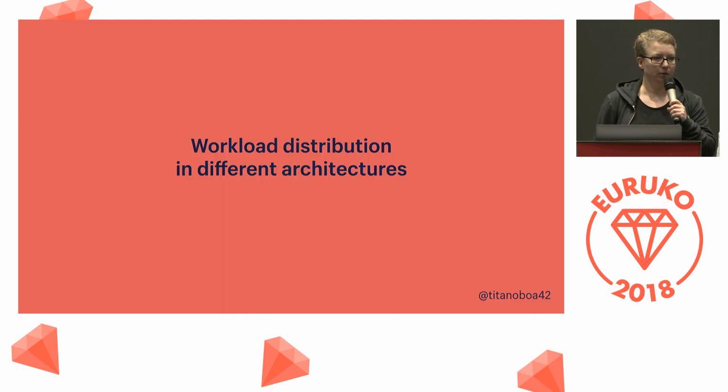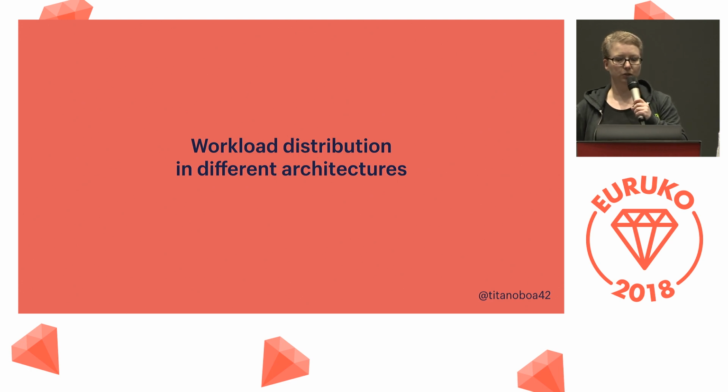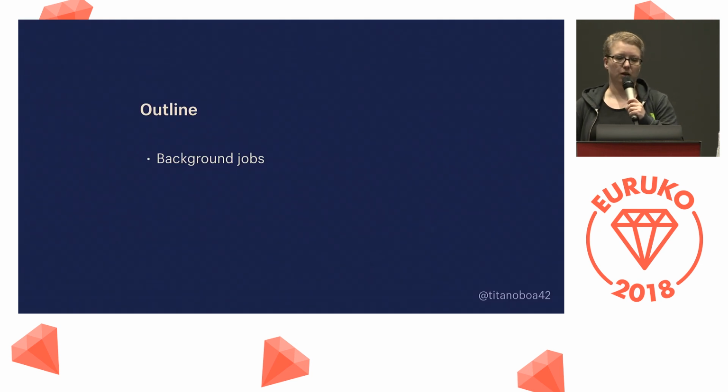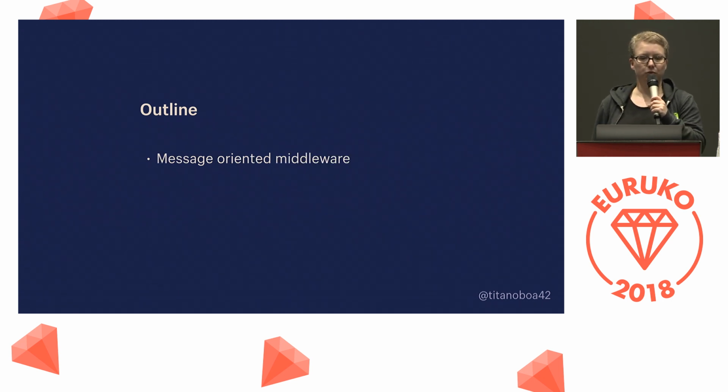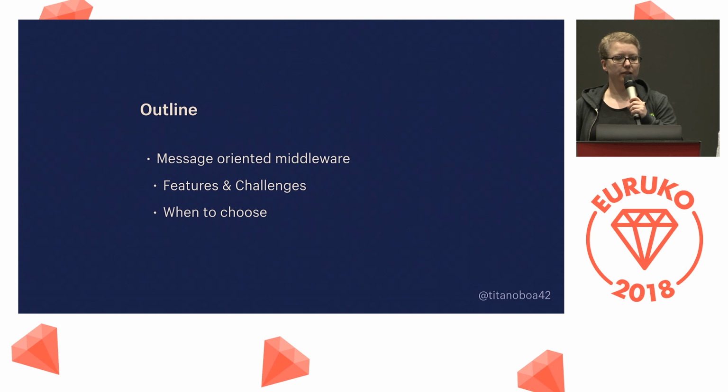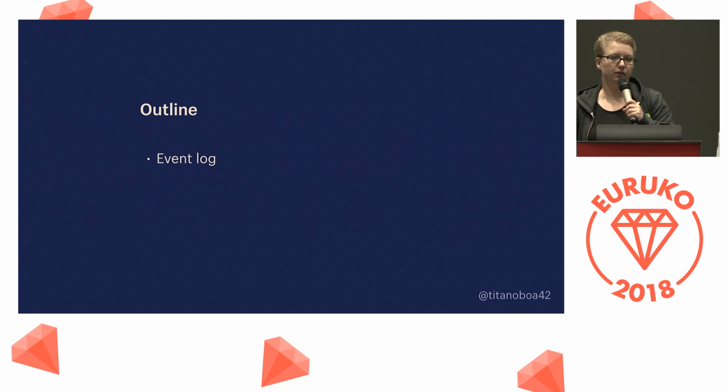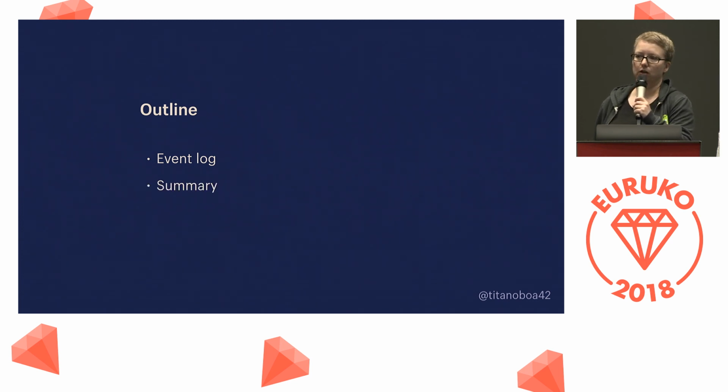So today I'm going to talk about how to choose the right tool for workload distribution in different architectures. And I'm going to start with background jobs, how they work, the features they provide, and also some of the challenges they might pose, and when to choose them. And I'm also going to tell you how Shopify uses background jobs to scale one of the largest Rails applications in existence. I'm going to compare background jobs to message-oriented middleware like RabbitMQ. And I'm briefly touching on event logs like Kafka, and how they are different from more traditional messaging, before summarizing the comparison of the three technologies.